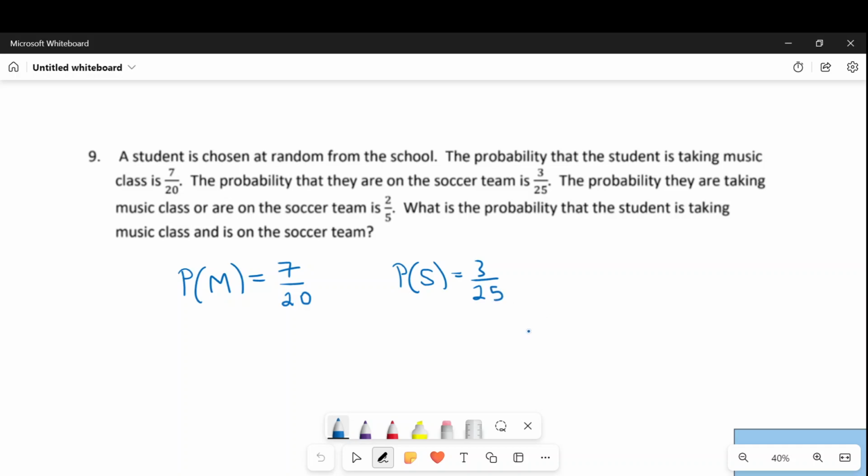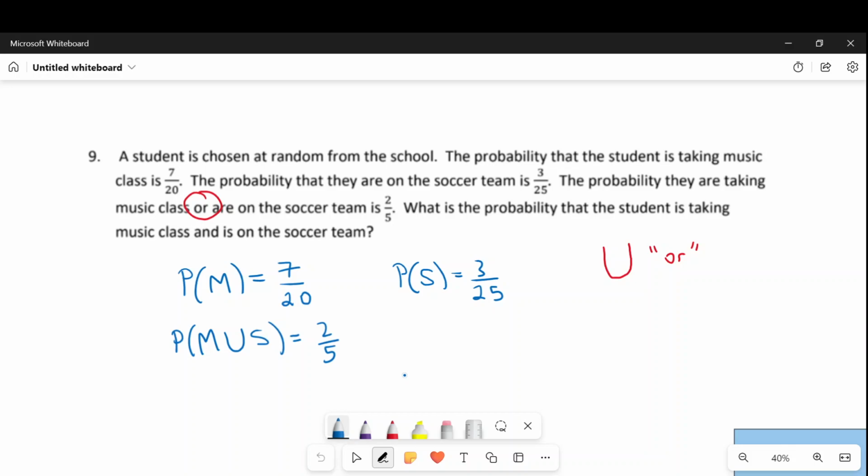And then the probability that they are taking music class or on the soccer team is 2 out of 5. Really important here is the word or, because the word or in math is the union concept. Whenever you see the word or, we're talking about the union of two events, which means the first event or the second event or both events. That's the union symbol, and that's or. So the probability of music or soccer is 2 out of 5. That's the information I have.